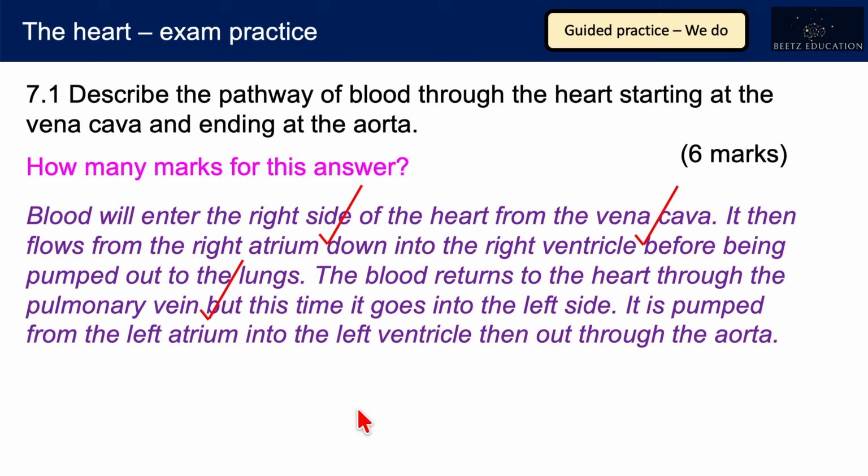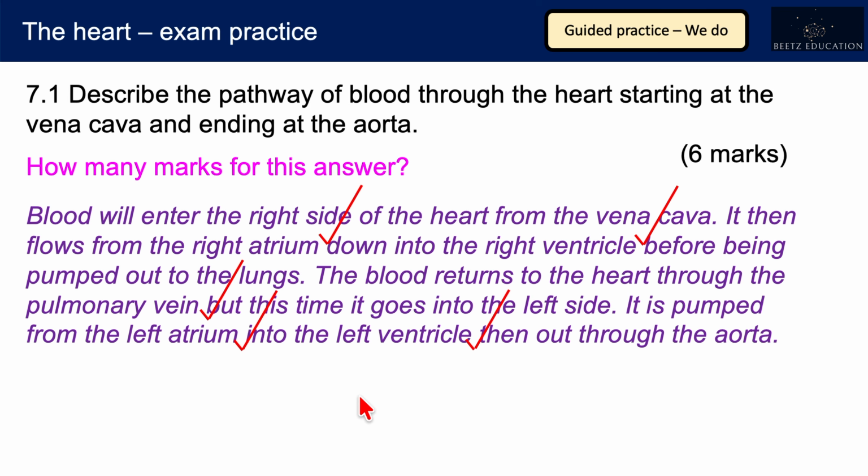They have then mentioned the pulmonary vein for the return of blood from the lungs to the heart, so they can have a mark for that. They've then stated the left atrium and the left ventricle correctly in order before then blood exiting the heart through the aorta. So that is a very good 5-mark response.